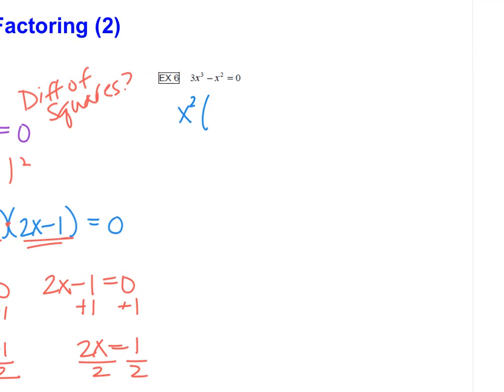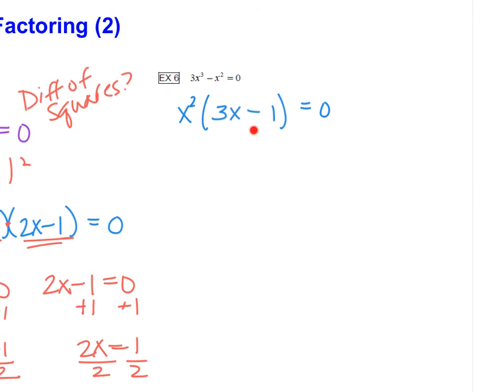If you factor an x squared out of a 3x cubed, the 3 is still there, and then your x cubed went down by 2 and becomes an x to the first power. Minus, well, if you factor an x squared out of an x squared, it leaves you with just a 1. We need to remember that we do have to put that 1 right there. Equals 0.